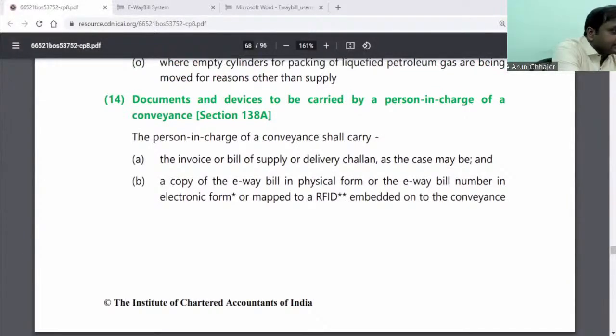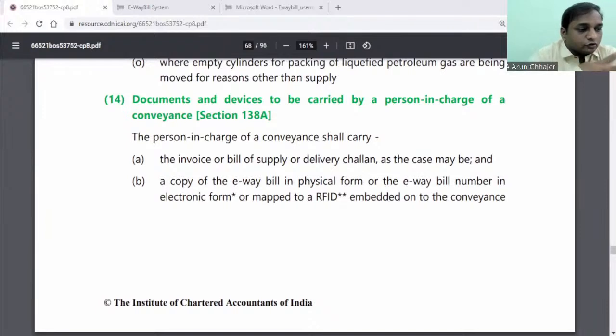If you have certain questions, let me discuss. So the question is, PDS, what is the full form of the PDS? So normally it is public distribution system, but I don't think it has any relevance in the GST e-way bill topic.